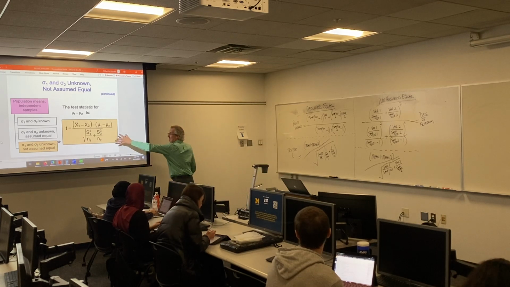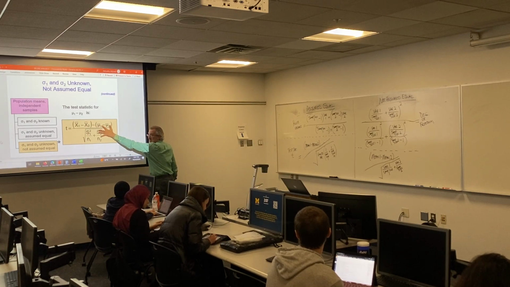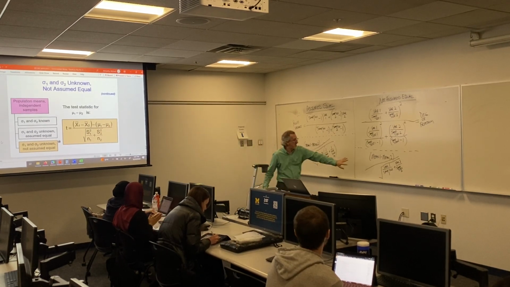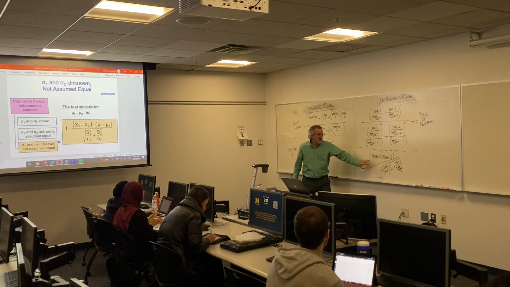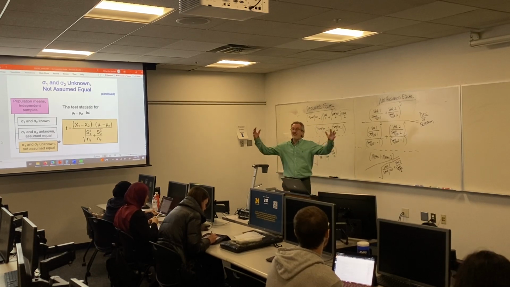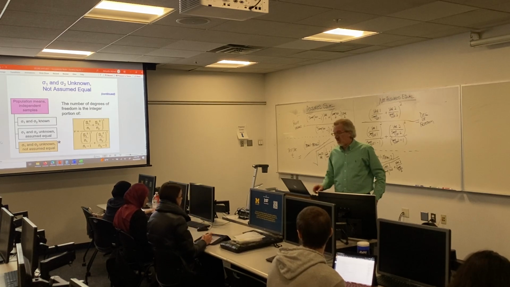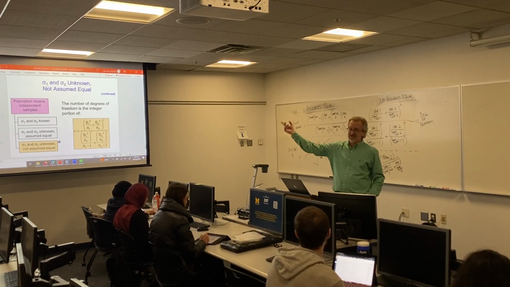This formula is the one we're using if we can assume that the population variances or standard deviations are not equal. Remember that from Tuesday, right there, this formula. But the tough part about this equation is getting the degrees of freedom, which is this formula. This is the tough part.